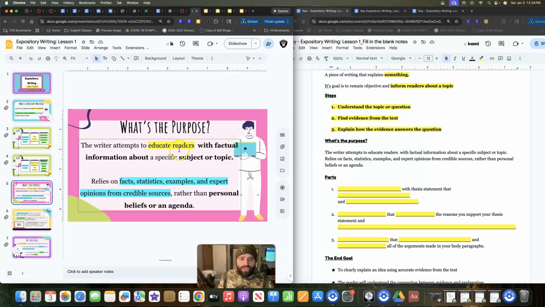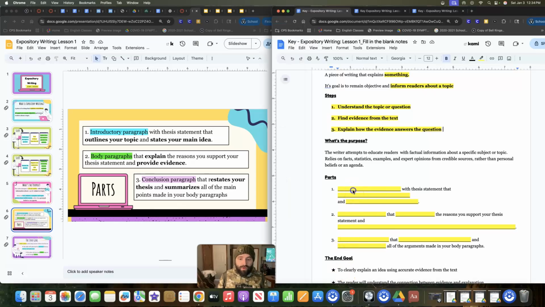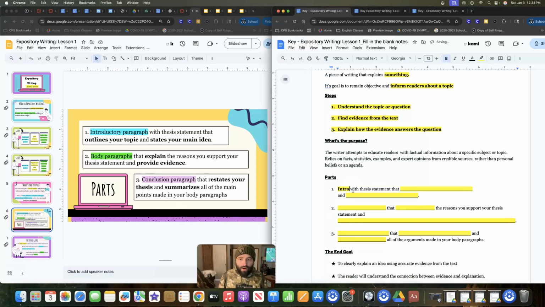So what's the purpose of this expository writing? The writer attempts to educate readers with factual information about a specific subject, a specific topic. It relies on facts, statistics, examples, and expert opinions from credible sources rather than personal beliefs or an agenda. So breaking down these parts. First off, you have an introduction paragraph. We will get to introductory paragraphs this year, but it's already so much today that I'm not trying to overwhelm you with them.